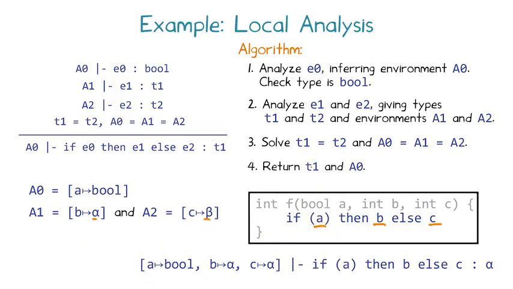In step 3, the analysis solves side condition T1 equals T2, which constrains alpha and beta to be equal. The analysis also solves side condition A0 equals A1 equals A2, obtaining the following environment. Finally, the analysis returns T1, which is alpha, and A0, which is this inferred environment. Notice that the resulting typing is more flexible than what global analysis inferred. In particular, this expression has an unconstrained type alpha instead of int in the case of global analysis.